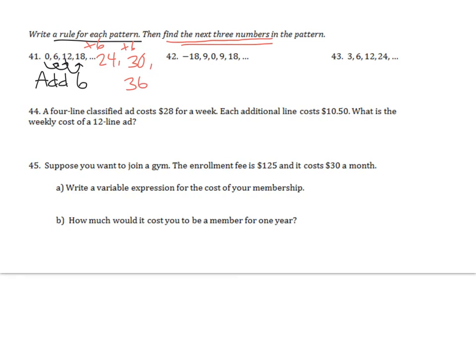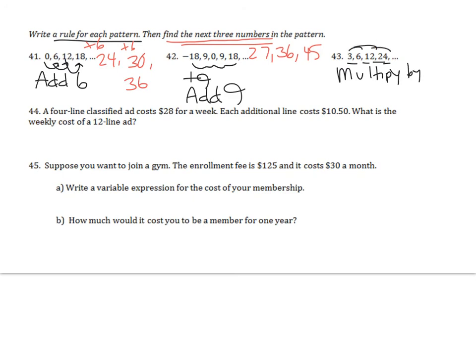42, the rule is we're going up by 9. So we're adding 9. So the next 3 numbers are 27, 36, and 45. This rule, the numbers are getting bigger, they're getting bigger faster. So we're multiplying by 2. So the next 3 terms: 24 times 2 is 48. 48 times 2 is 96. 96 times 2 is 192.